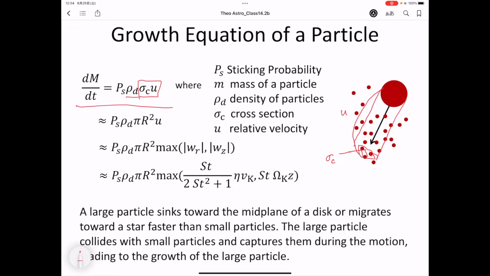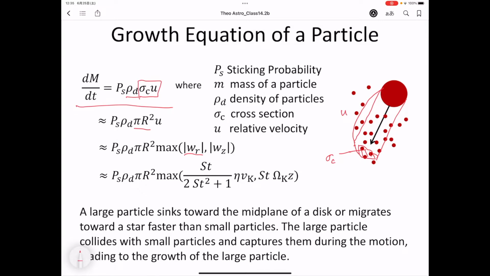Then sigma sub c can be expressed as pi times capital R squared. For u, the relative velocity between the particles can be calculated with the radial velocity, w sub r. As I explained, the radial velocity of the intermediate particle becomes maximum. We could then find the relative velocity between the large particle and the small particles.